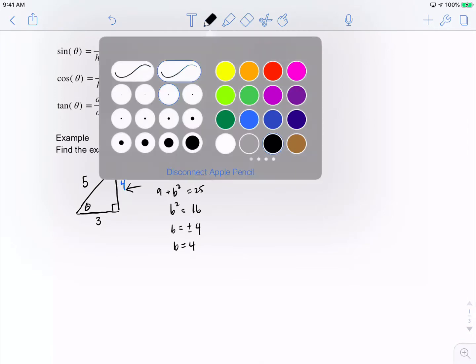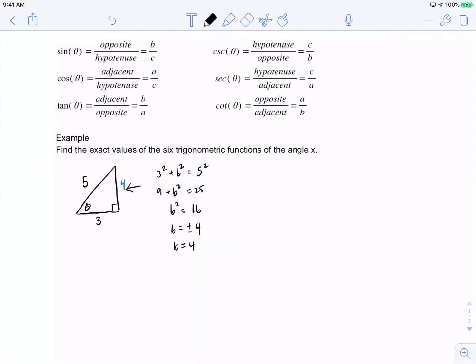We found that. Now that we have those, let's see if we can, from theta, find all of our trigonometric functions. So then sine of theta is going to be the opposite over the hypotenuse, so that's going to be 4 over 5. Cosine of theta then was going to be the adjacent over 5, which is the hypotenuse. Tangent of theta will be the opposite, 4 over the 3.